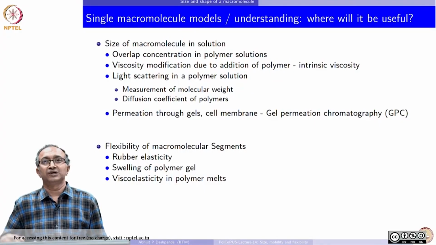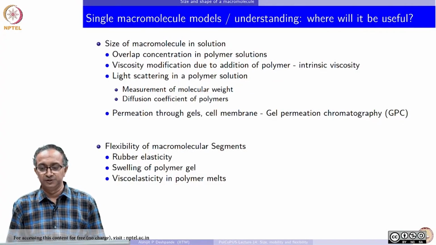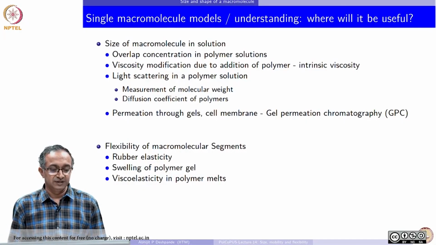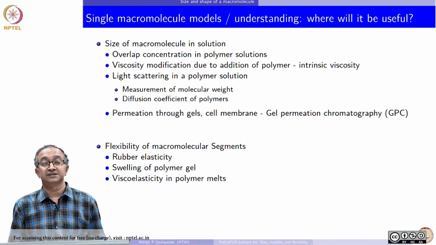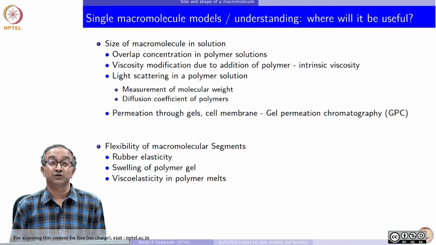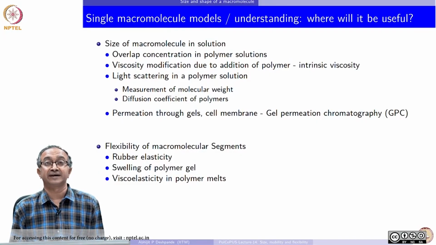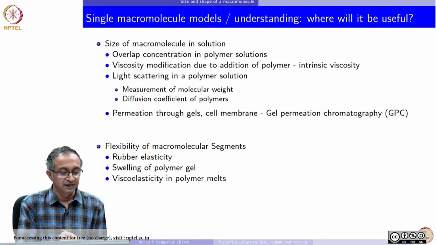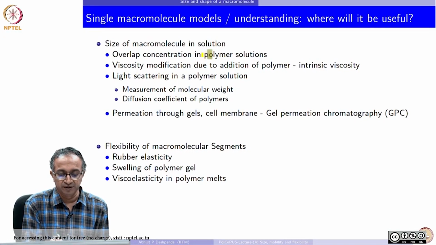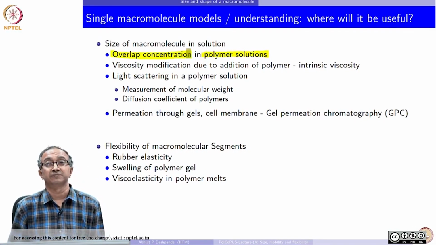So a single macromolecule understanding is useful because it has consequences for polymer response in the solution state, in the melt state, as well as motion of macromolecules. So some of the quantitative features that we will describe later on is related to, in a polymer solution, we will define an overlap concentration.